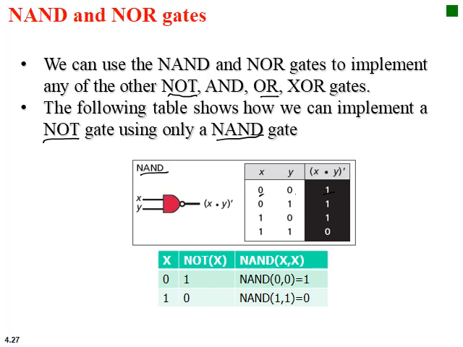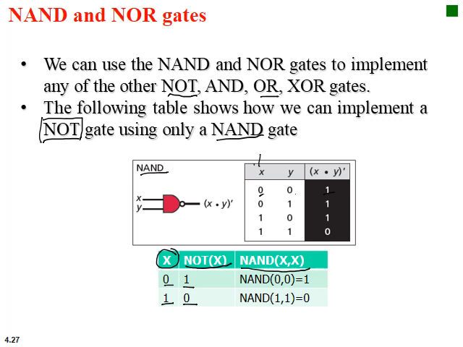Because remember we want to implement the NOT gate, and the NOT gate only takes one input. With the NOT operation, we know if we take NOT 0, it will give us 1, and if we take NOT 1, it will give us 0. So to simulate the NOT gate using a NAND gate, we can simply say NAND X X. In other words, you will recall that NAND takes 2 inputs.